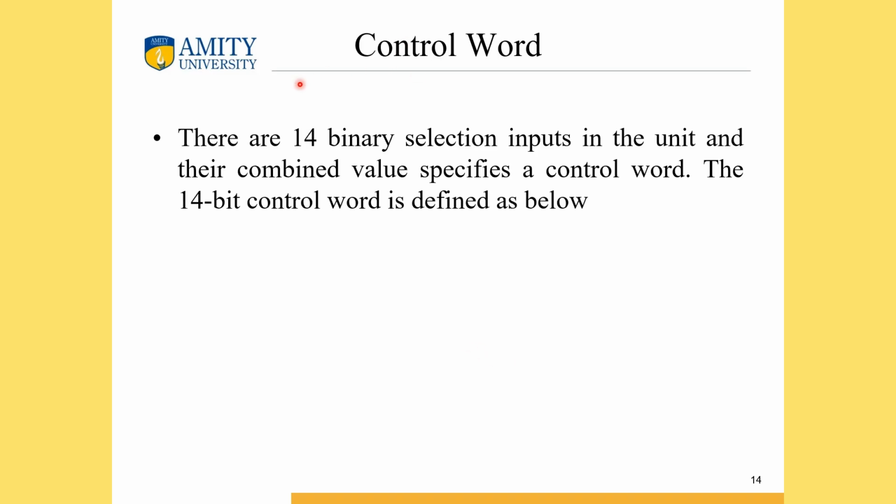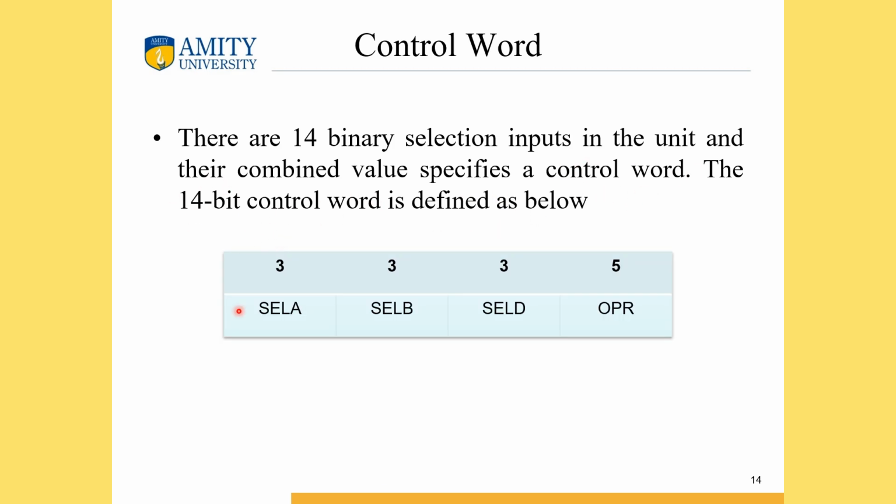Now, what is a control word? There are 14 binary selection inputs in the unit. So in the CPU there are 14 selection inputs and their combined value is a control word. So the 14-bit control word is as follows. Since we have select A, B and D, each of them has 3 bits, and the OPR, that is the operation that will be selected in the ALU, has 5 bits, resulting in a total of 14 bits of the control word.